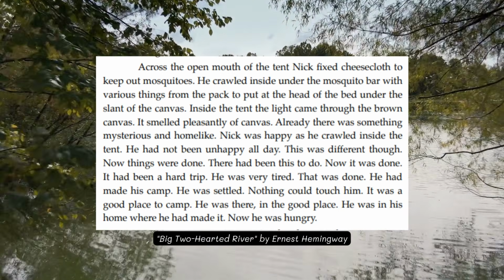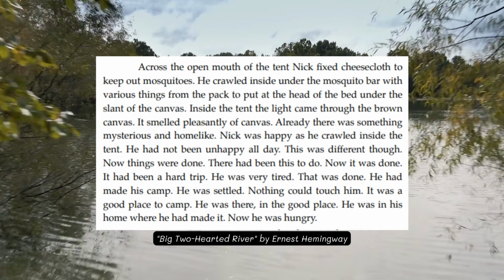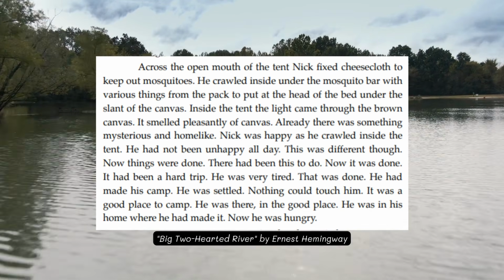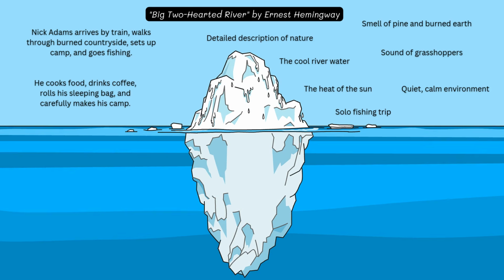"Nick was happy as he crawled inside the tent. He had not been unhappy all day." Above the iceberg, the story is a series of simple, concrete actions. Nick walks through the countryside, notes the burned ground, pitches his tent, eats beans, brews coffee, and fishes. Hemingway's descriptive focus is on physical details: the weight of his pack, the smell of the river, the motion of casting a line.